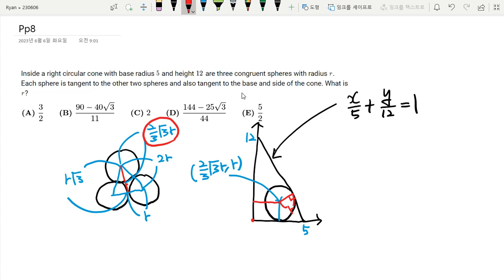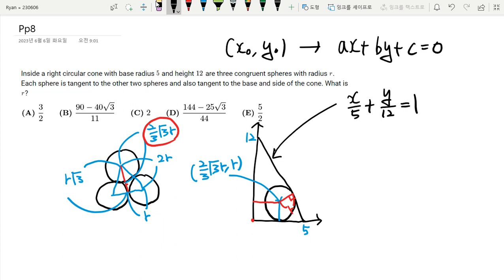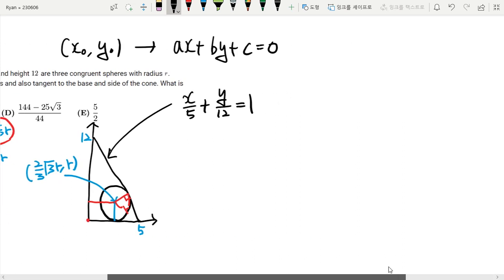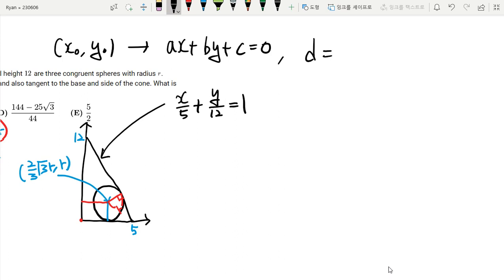There is a formula to find the distance from a point to a line. So let me introduce the formula. If the point is x0 and y0, and if we want to find the distance from this point to the line's equation, let's say this is the line's equation. In this case, the formula for the distance from the center to a line is this. And so it's like we are putting this point into this line, and that makes part of the formula. So I'm going to use this formula.